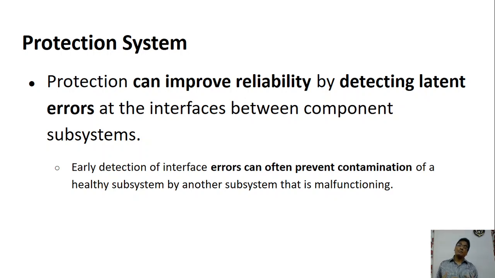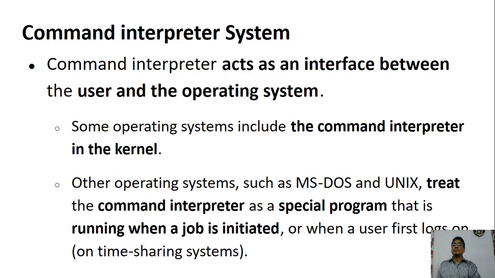Protection system can improve the reliability. We can rely on the operating system and say that okay, my files are safe, they are not going to be destroyed because my operating system is powerful enough. Also it can detect some hidden errors that may come in the interface, so that you can prevent the contamination of this system by somebody else. Today we have something called viruses and so on and so forth that can contaminate the system. If your operating system is powerful enough, it will prevent unauthorized access to the content.